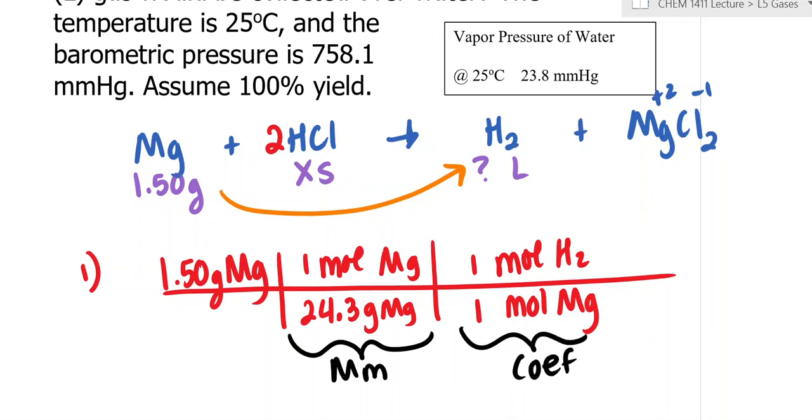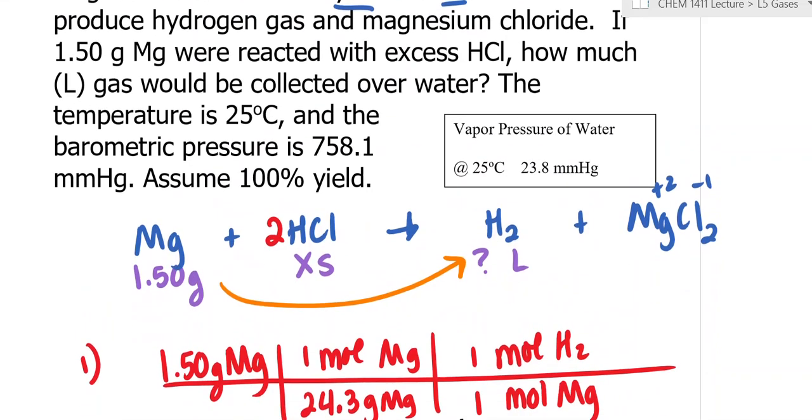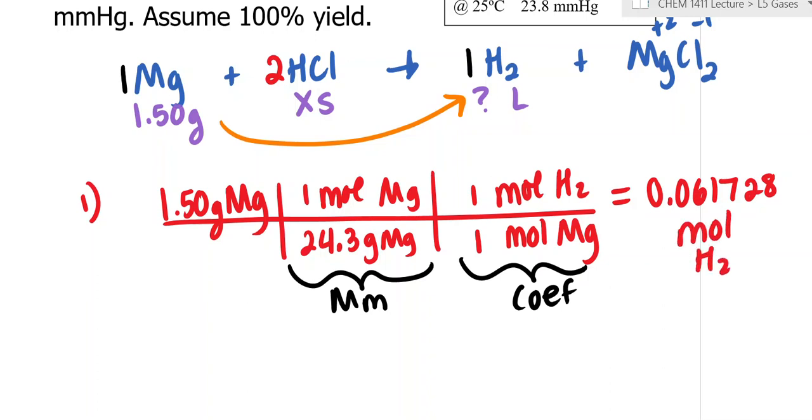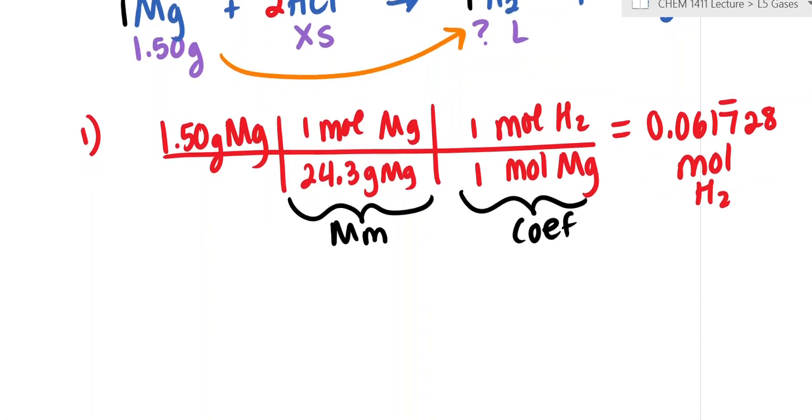I'm talking about these numbers right here. This is a 1 and this is a 1. So that's a 1-to-1 on the coefficients. And then we get our number of moles. Like I said, there's no reason to go to grams because gas laws use moles. And this really only has 3 sig figs, but I'm going to write down a few extra since I have a lot of steps. Okay, so this is moles of hydrogen.